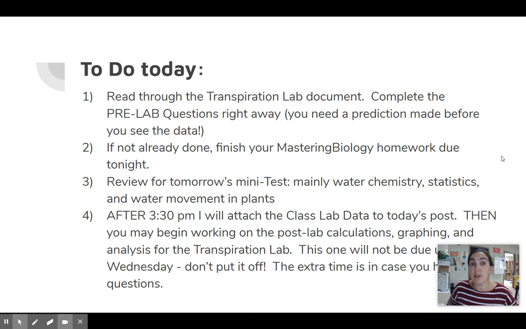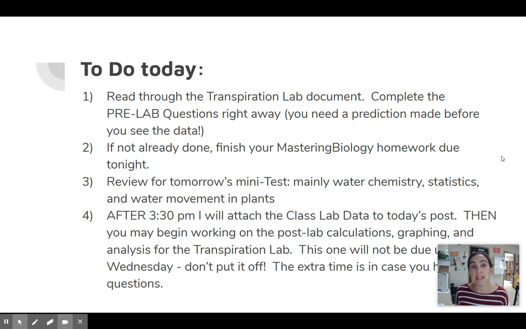During the day right now, you should do the pre-lab part of the lab document that's attached to the classroom post today. It basically just asks you to analyze the experiment design a little bit and write your prediction for what's going to happen. Then you can work on whatever else you need to, finish your mastering biology homework that's due tonight or review for tomorrow's mini test.